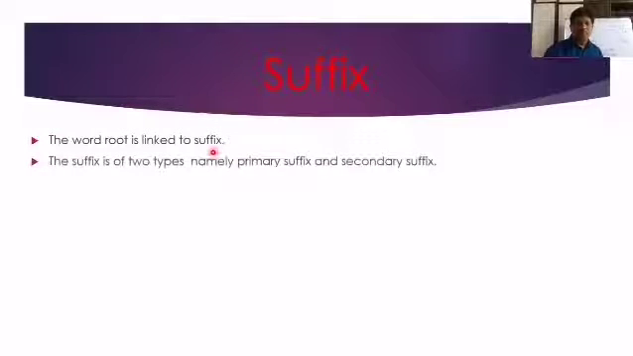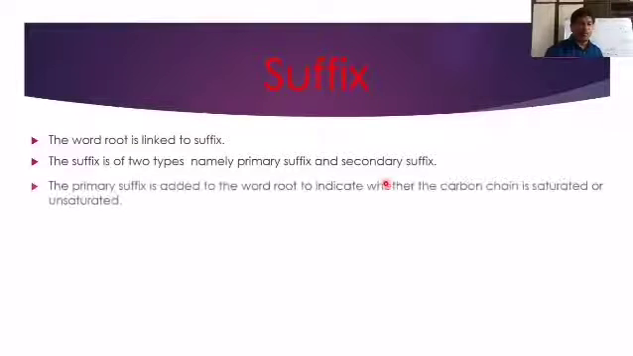Now suffix. Generally, what is a suffix here? The part of the IUPAC name which is written after the root word. After the word root is called suffix. How many types of suffixes are there? 2 types of suffixes. What? Primary suffix and secondary suffix. So the word root is linked to suffix generally. And the suffix is of 2 types, namely primary suffix and secondary suffix. 1 degree suffix we say and 2 degree suffix we say.